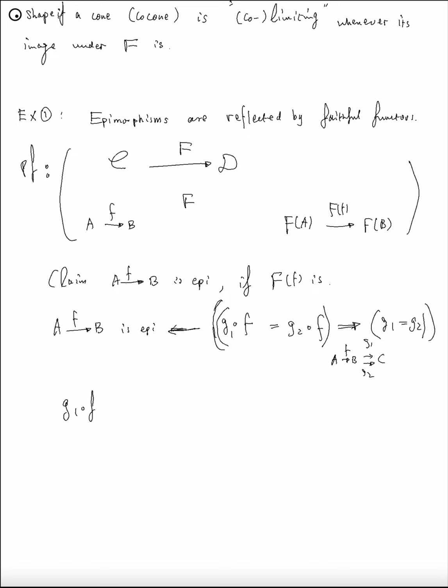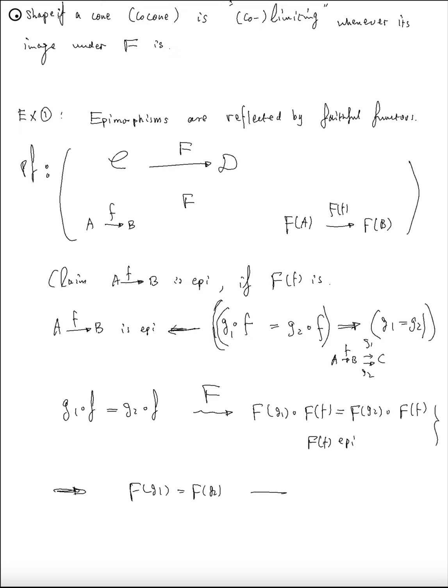Now by our assumption, we have this, and then apply our faithful functor. This gives you F(j1) composed with F(f) equals F(j2) composed with F(f). And then the fact that F(f) is an epimorphism implied that F(j1) equals F(j2), and then this implies j1 equals j2 by the faithfulness, right?